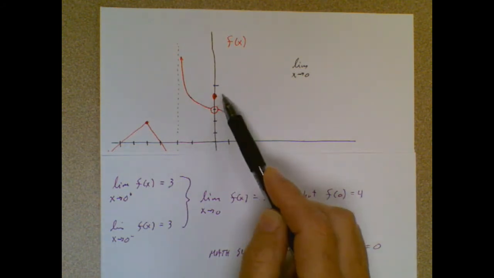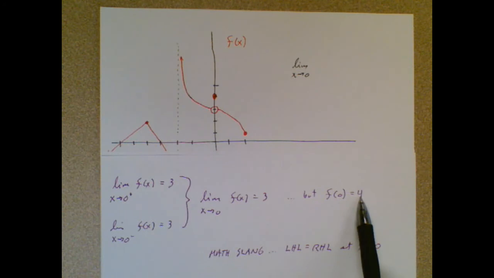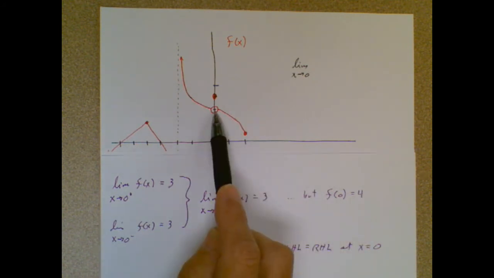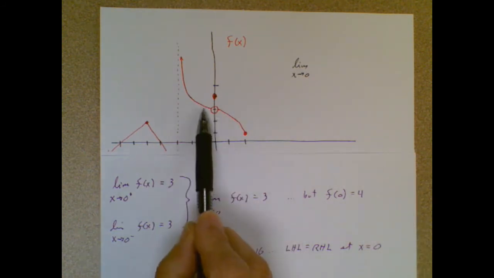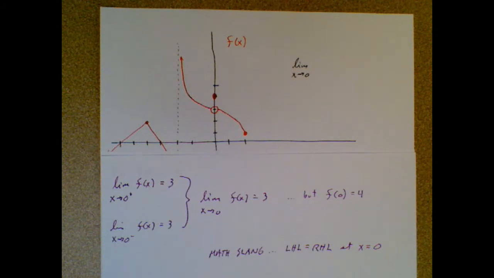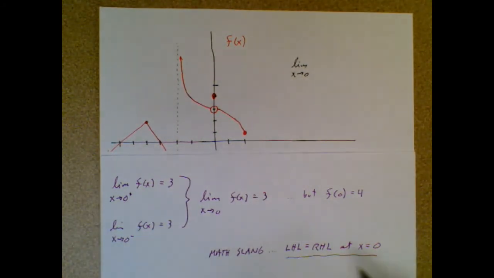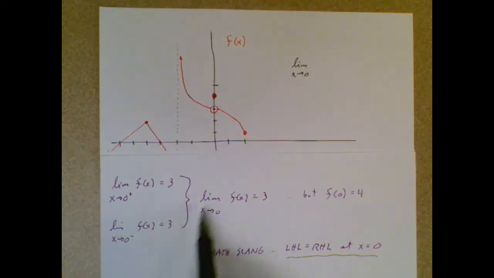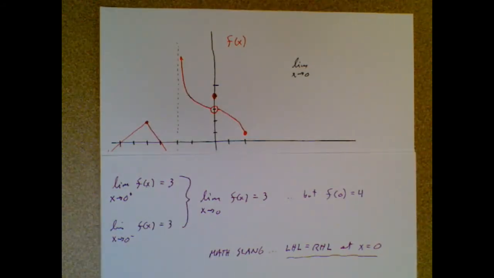Notice the actual function's value is 4, but in limits, you never care what happens exactly at the spot at x equals 0. You just care about the trend leading up to it. So there could be a monkey on a bicycle eating a Pop-Tart at x equals 0, and you would not care. You just care about the trend. And by the way, this is the official math language, but math slang is left-hand limit equals right-hand limit at x equals 0, thus the limit is 3. But you'd prefer to write this in an official math environment.